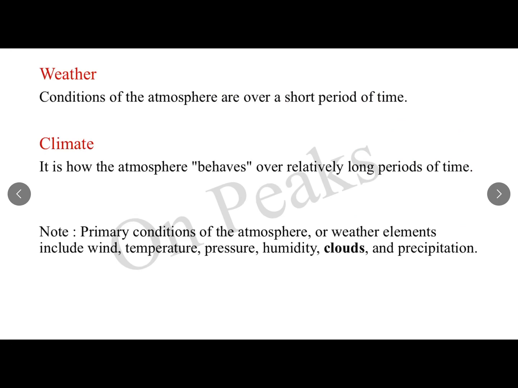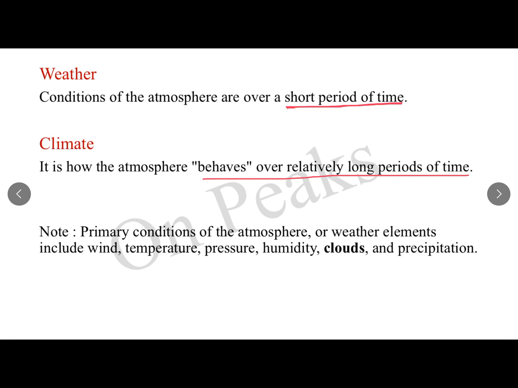I hope all of you may be knowing what is weather, right? Weather is the condition of the atmosphere over a short period of time. Please remember this: weather is the condition of the atmosphere over a short period of time. What is climate? Climate is the average of weather. It means the average of the weather for continuous long periods of time. It can also be defined as the behavior of the atmosphere over long periods of time.